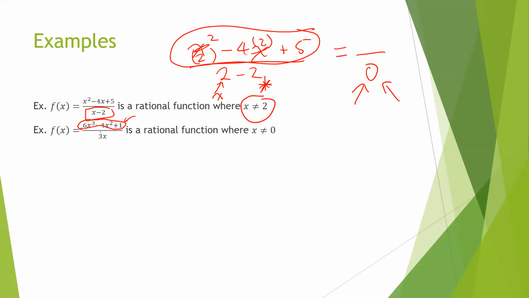Anyways, the point is, when we look at this function here, we can see once again that there's a point where it's not defined, which is x cannot be equal to 0.